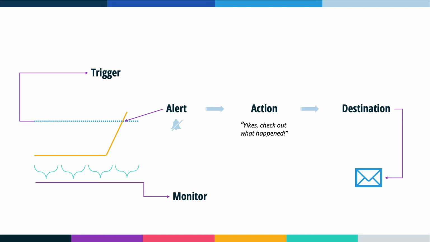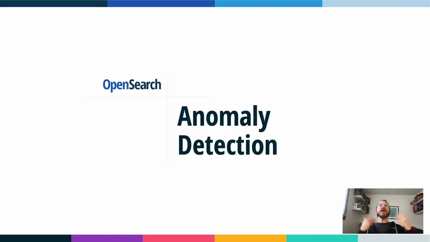So that's alerting. Now, there is another feature out there that people often get confused with, and that's anomaly detection. So let's take a look at that. Anomaly detection is where you're looking for basically data that looks weird. Let's take a look at how that might happen and the differences with alerting.